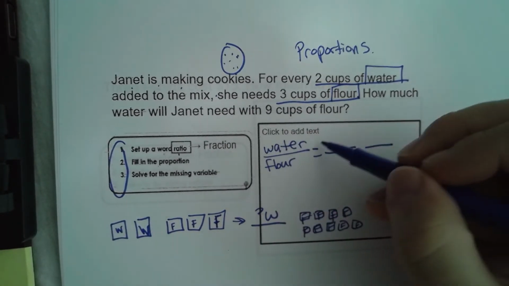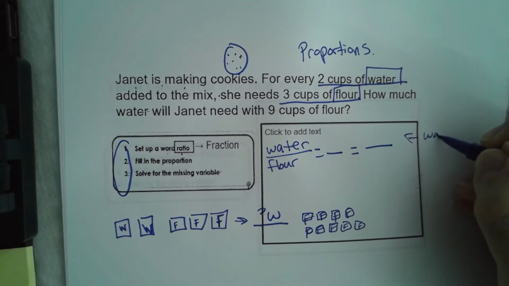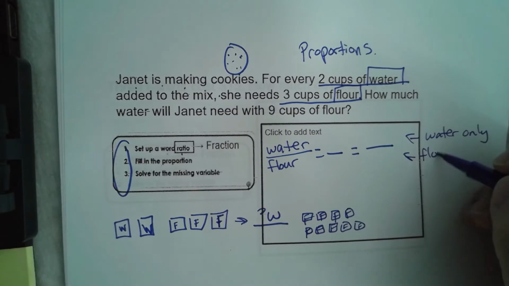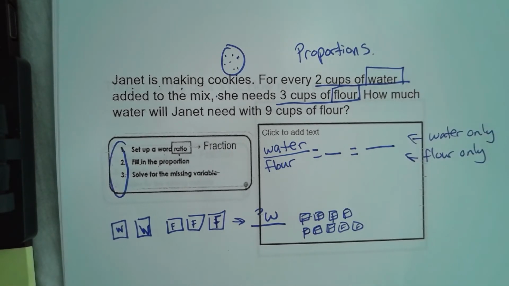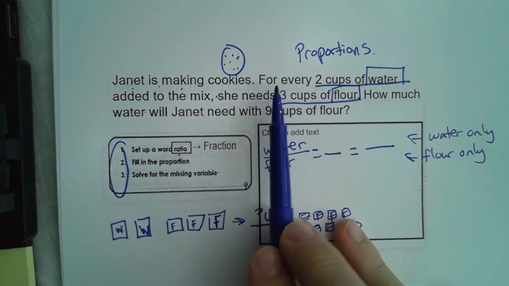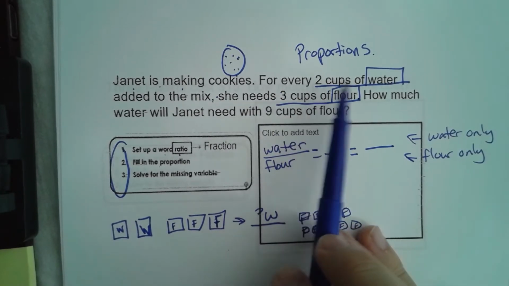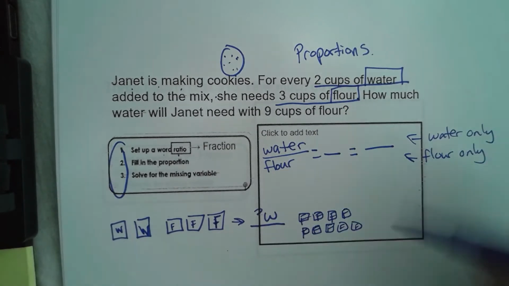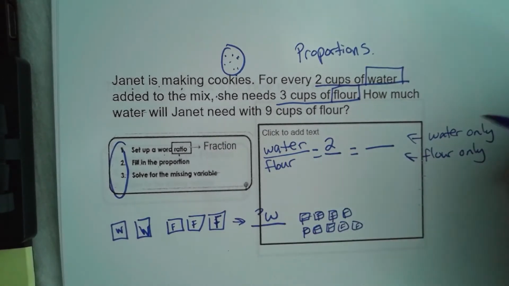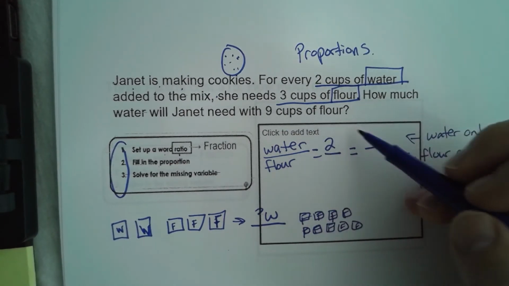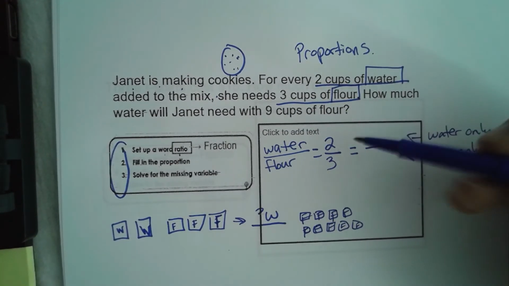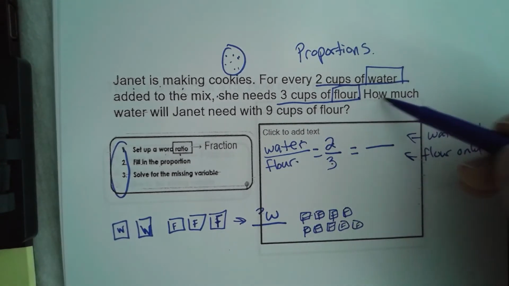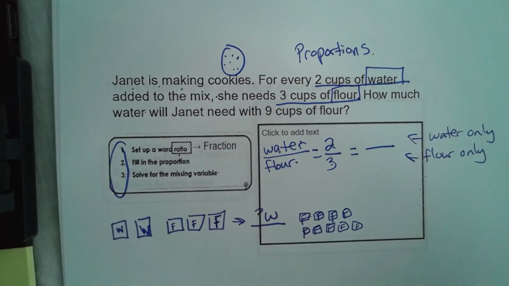On this side, on the top, I'm going to use water only. On the bottom is only for flour, okay? Flour only. So, let's read the problem again. For every 2 cups of water, I need 3 cups of flour. 2 cups of water goes on the top, and the flour goes on the bottom, 3 cups of flour. For every 2 cups of water, I need 3 cups of flour. How much water will I need with 9 cups of flour?